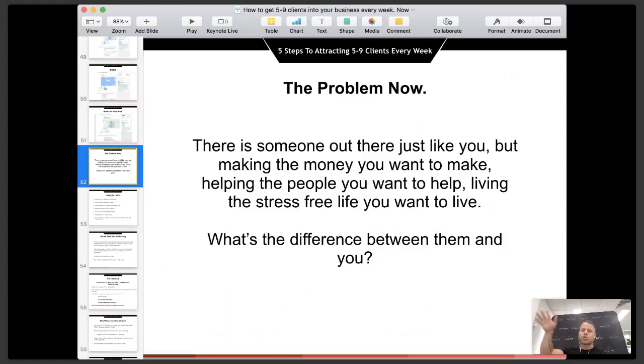So in the chat box, what's the difference between them and you? Tell me right now, what is the difference between them and you? This is so crucial, you answer that question for me right now. You answer that question in the chat box. The difference between them and you is increasing your standards and actually taking action.